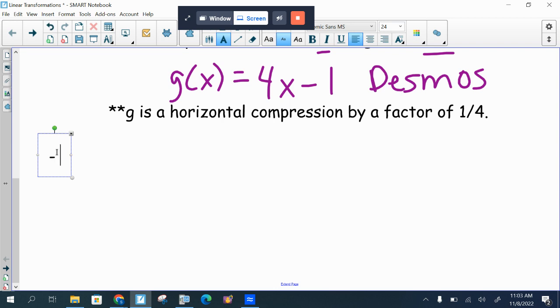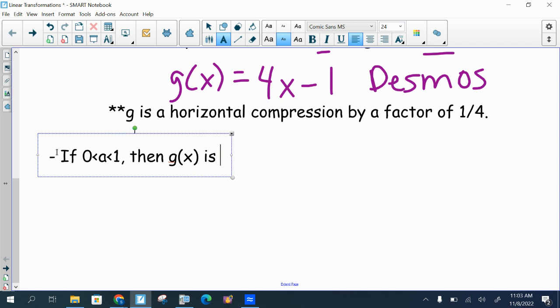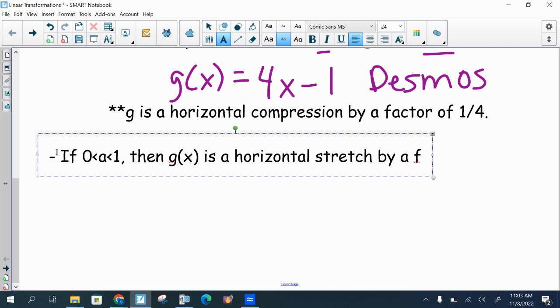There we go. So if A is between 0 and 1, so 0 less than A less than 1, then G of X is a horizontal. And now something that's a fraction less than 1 is going to do the opposite. When it's horizontal, it's going to stretch it horizontally. So yes, it will look like it has a less steep slope, but we're comparing it horizontally, so it's the opposite. So horizontal stretch by a factor of 1 over A, just like the other one.